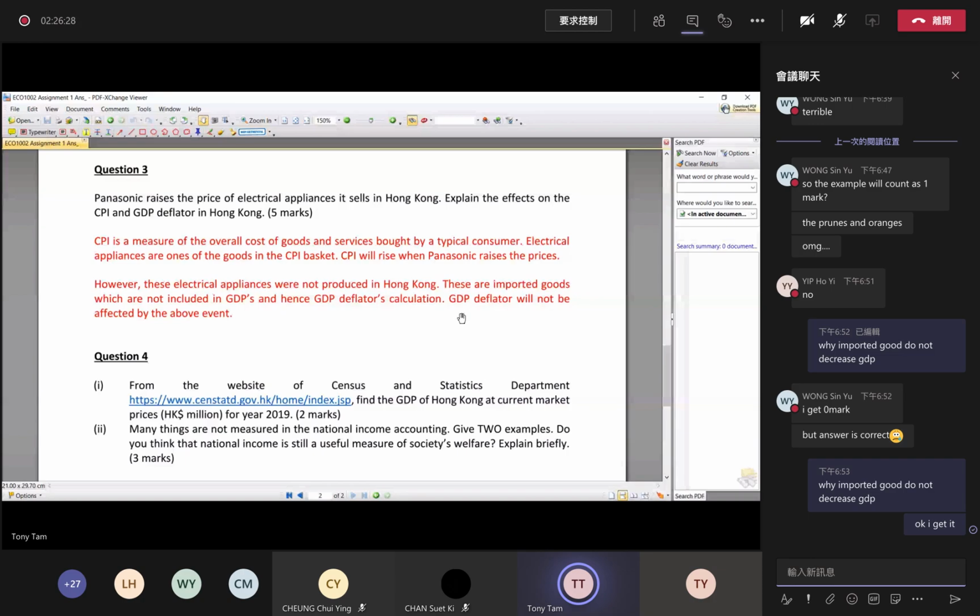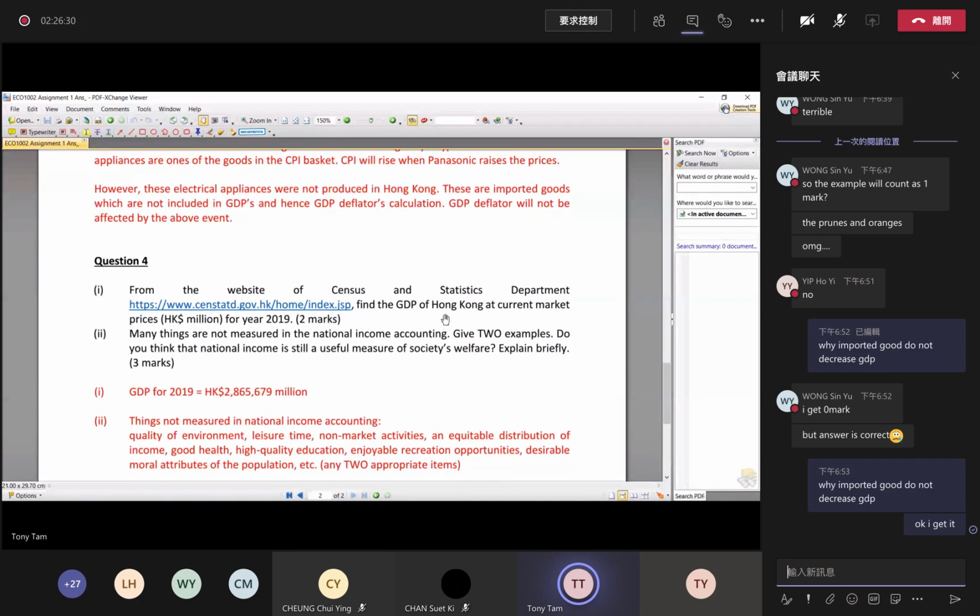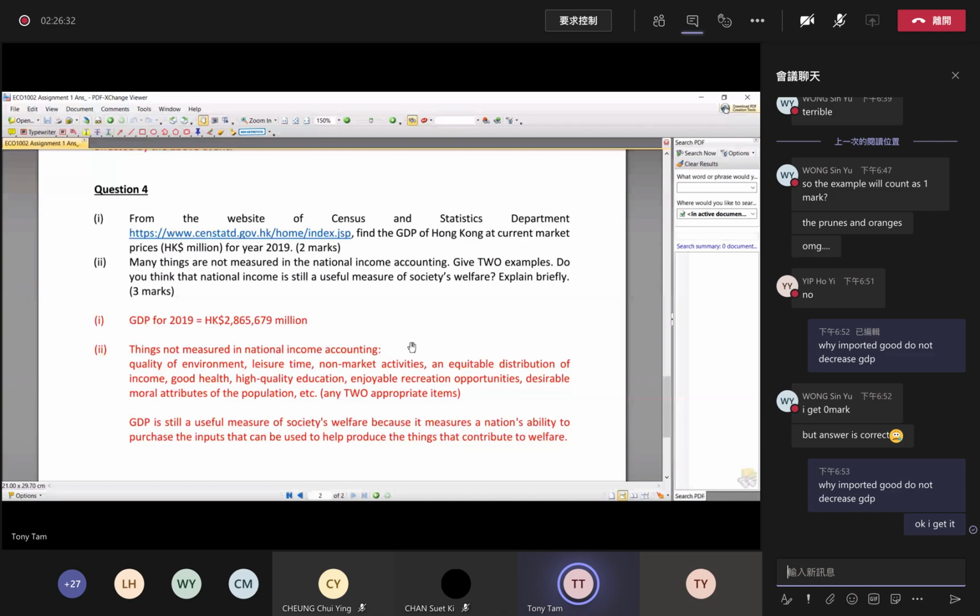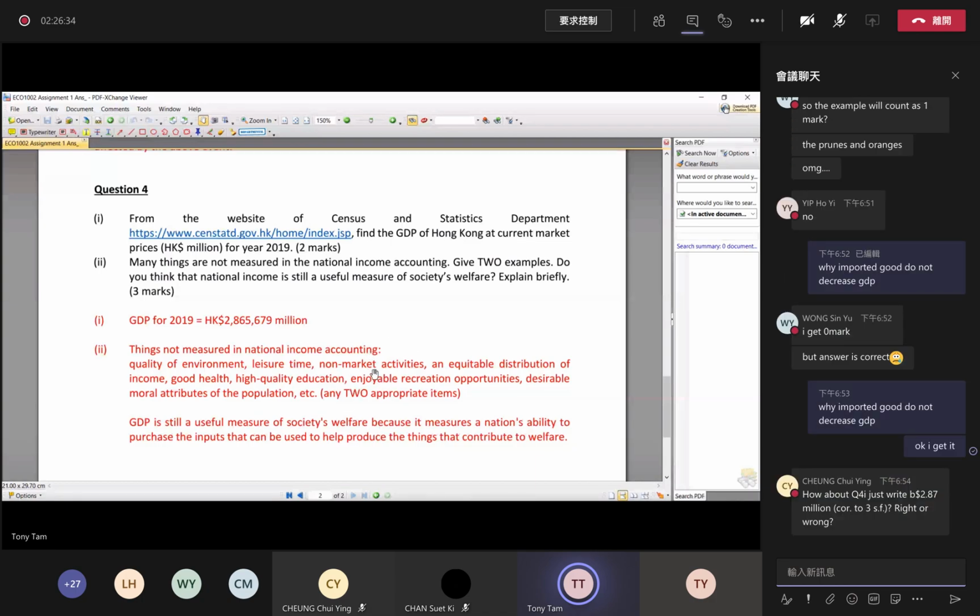You go back to topic 1. Okay, so we move back here. Now, that is what we learned from GDP. So you have to find out something. Now, many things are not measured in GDP because we just learned GDP, right?